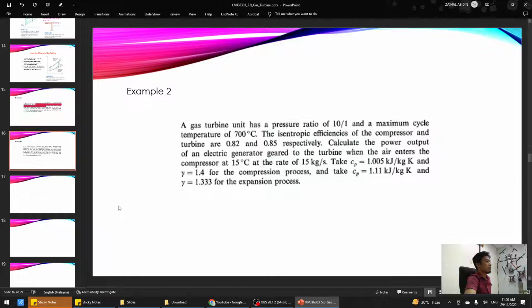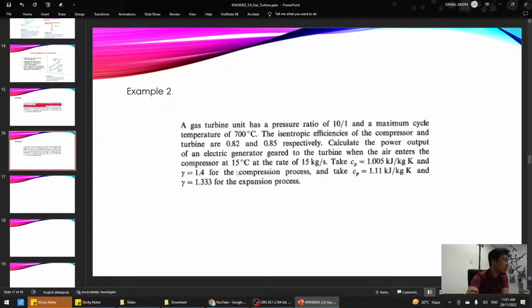Alright, tadi example 1 kita dah buat, sekarang kita buat example 2. Kalau you lihat, if you look closely, saya dah take off the strike through word yang dalam example 1. Sebenarnya di belakang strike through word tu ialah di sini dia ada tulis the isentropic efficiency of the compressor and turbine are 0.82 and 0.85 respectively. Apa maksud dia ni?